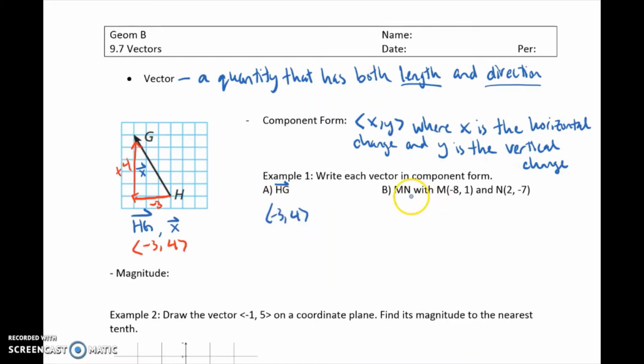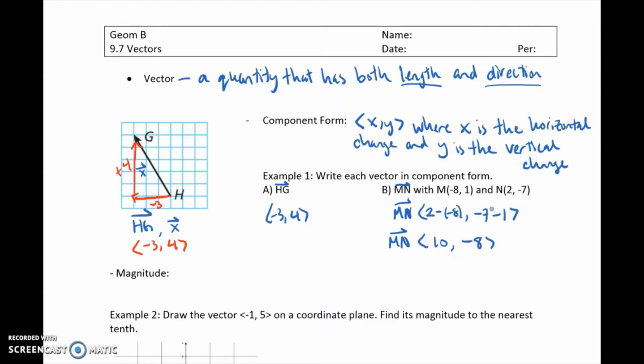You can also look at this vector, and it's also missing that little half arrow, with initial point m and terminal point n, and write that in component form by just looking at the differences. So we can look at the component form of mn being basically the change in x, so x2 minus x1, thinking back to slope, and then y2 minus y1. So the component form of mn would be <10, -8>, because to go from -8 to 2, you went right 10. To go from 1 to 7, we went down 8.